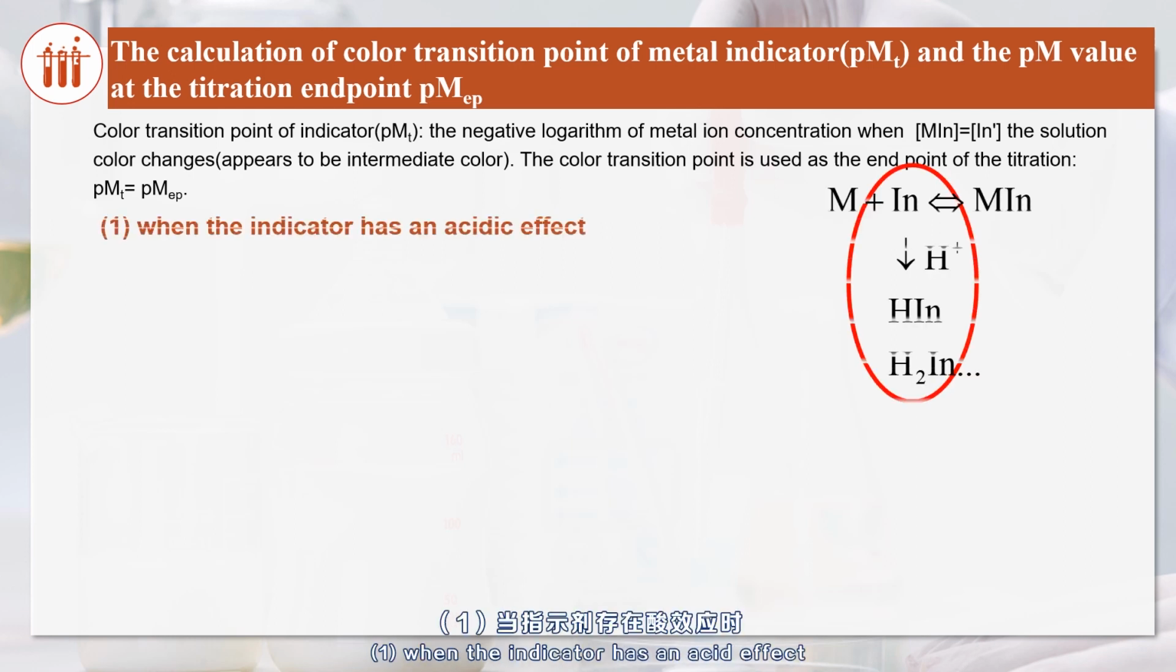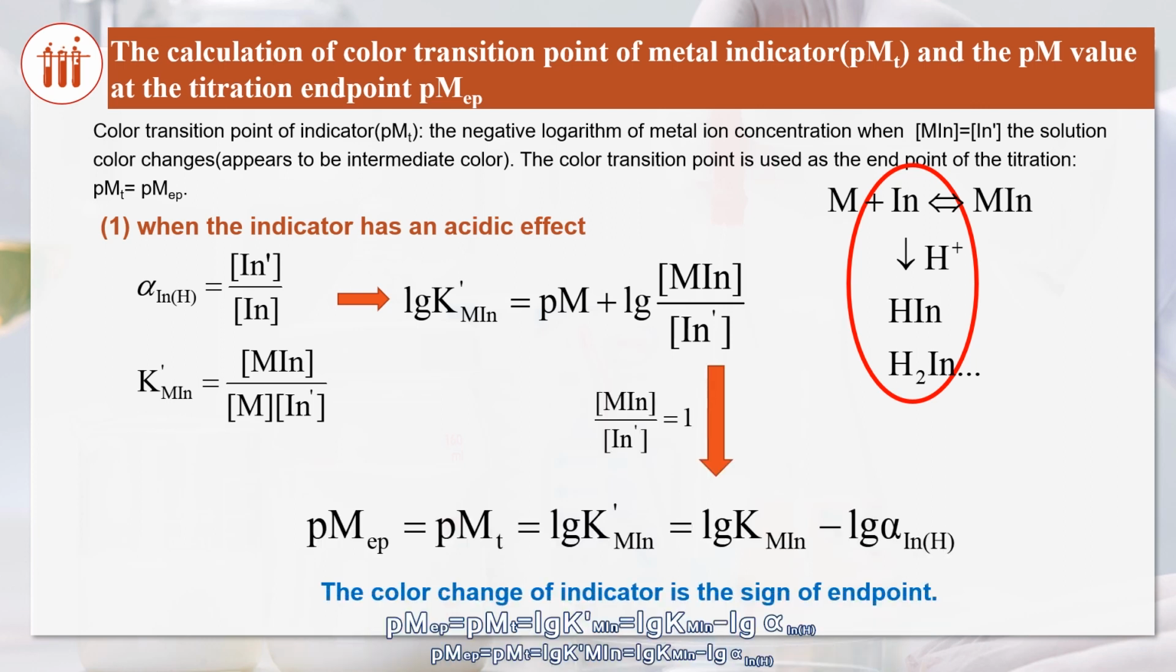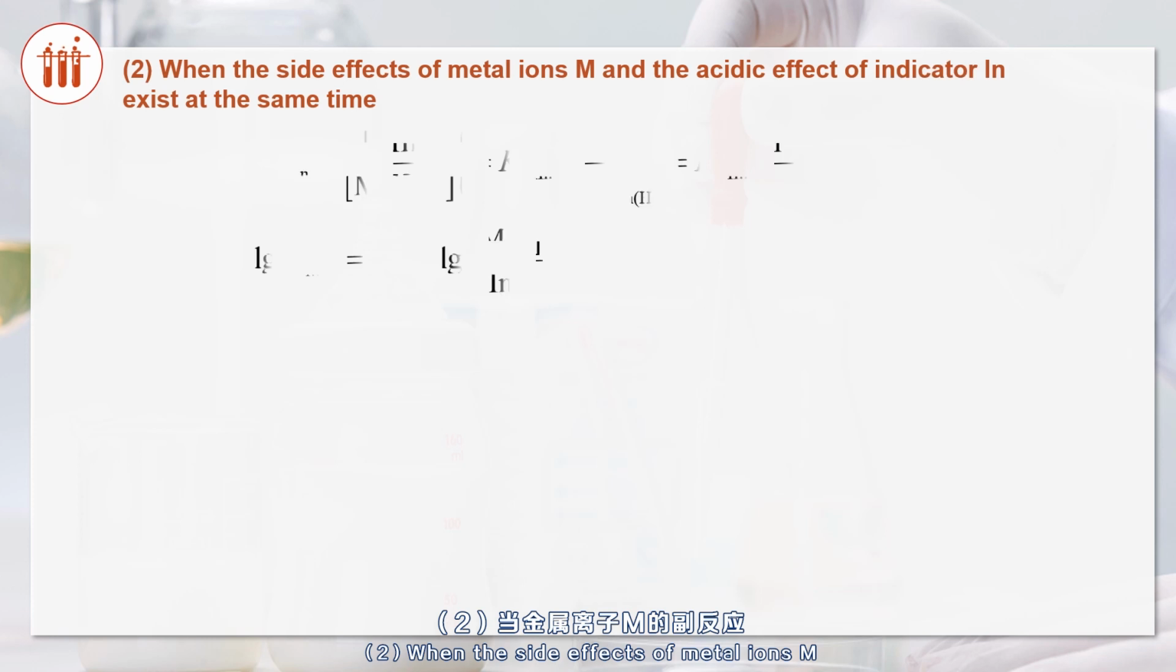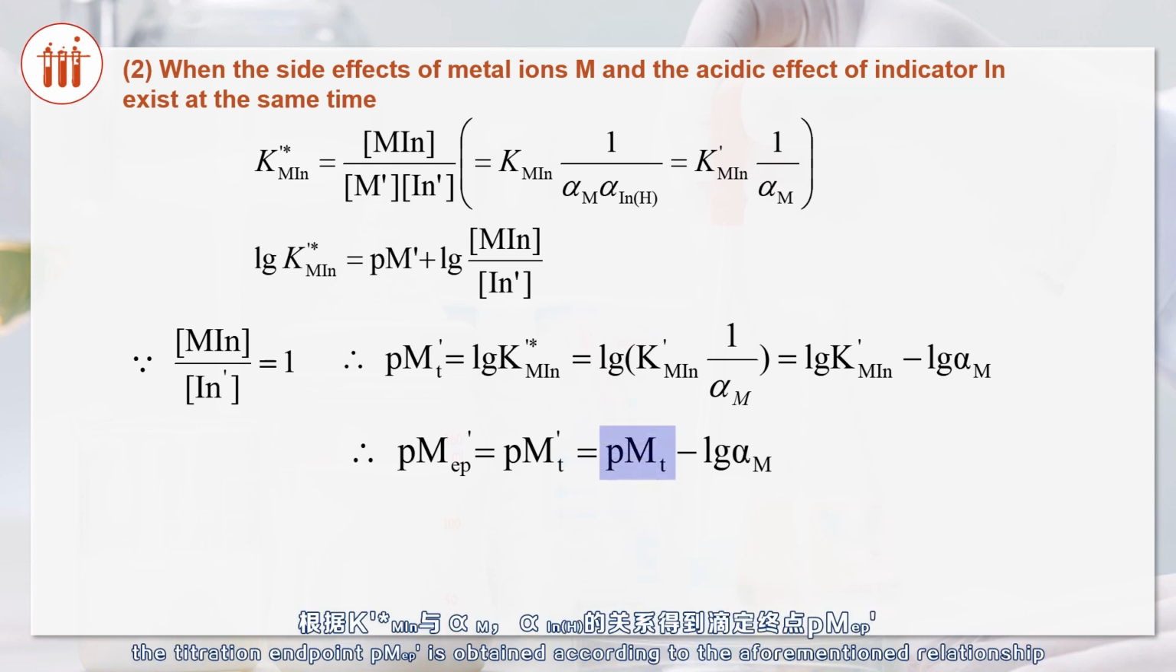When the indicator has an acid effect, the expression of pMt and pMep can be obtained as follows. pMep equals pMt equals log K prime MIn equals log KMIn minus log alpha In(H). When the side effects of metal ions M and the acid effect of indicator In exist at the same time, the titration endpoint pMep prime is obtained according to the formation relationship.